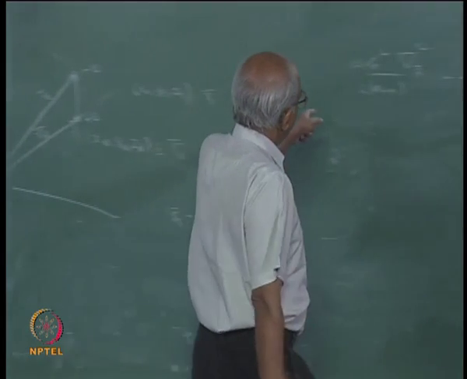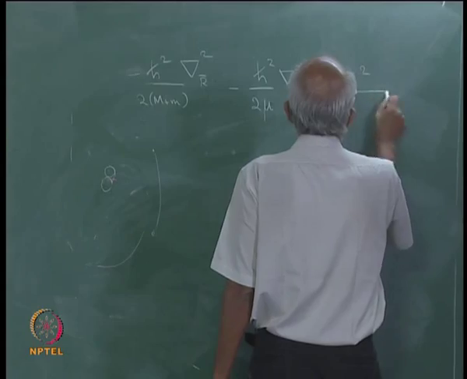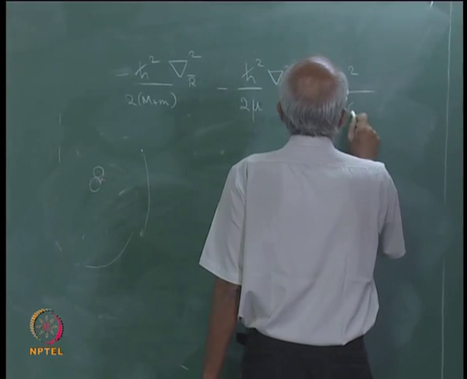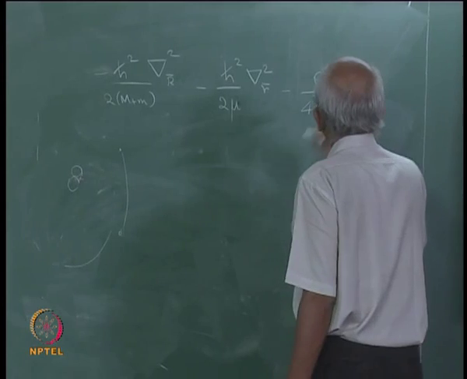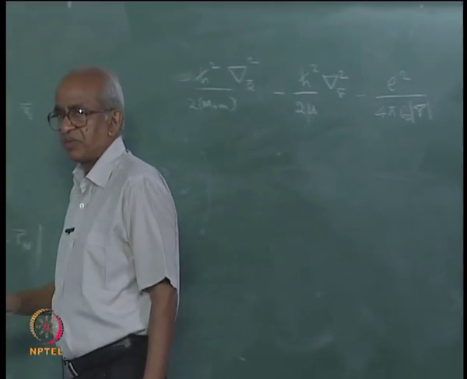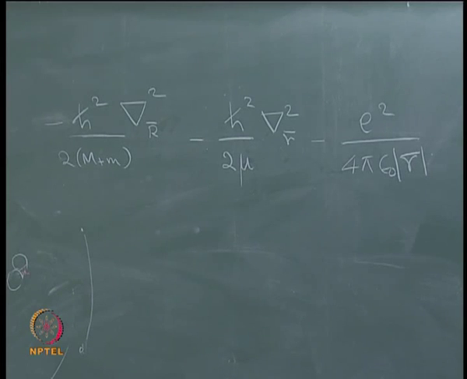So, this will be your kinetic energy operator, and then you have minus e square divided by 4 pi epsilon 0 r, where that will represent the potential energy of the system. So, this is the actual answer that I shall get physically.